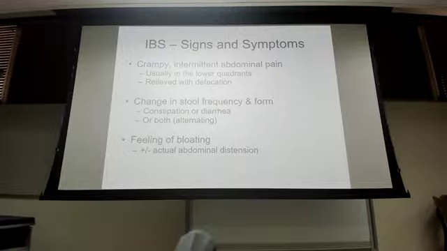Changes in bowel habits, diarrhea, constipation, both, one or the other. Alternating patterns between diarrhea, constipation, or both. And then they're going to complain of that bloating and abdominal distension. Those are your three big buckets for the signs and symptoms of IBS. That crampy, intermittent abdominal pain, change in the stool frequency and form, so either constipation, diarrhea, or both, and alternating, and then having the feeling of bloating or sometimes actual abdominal distension on exam.